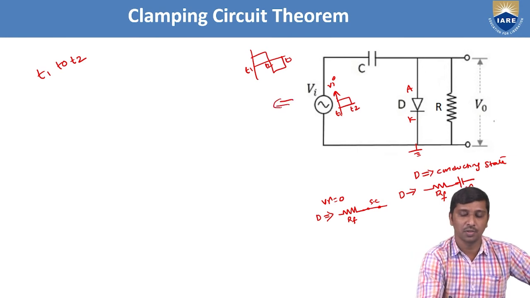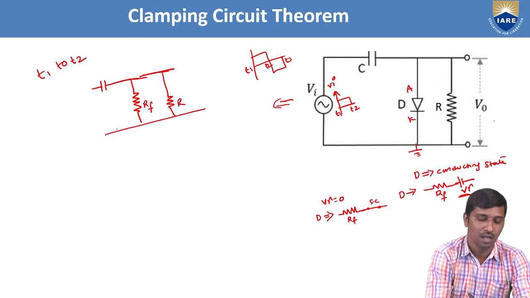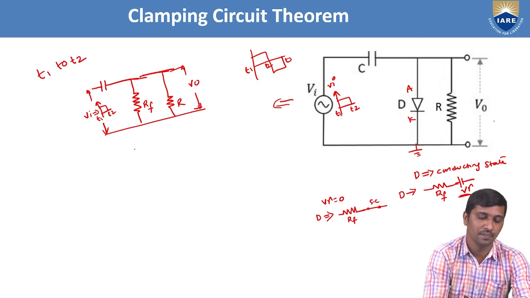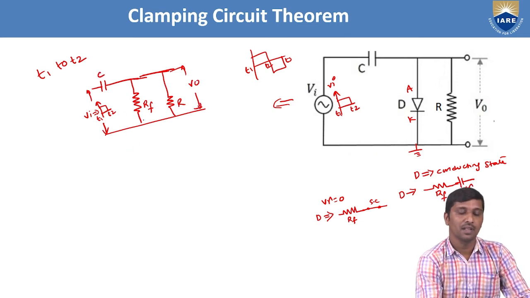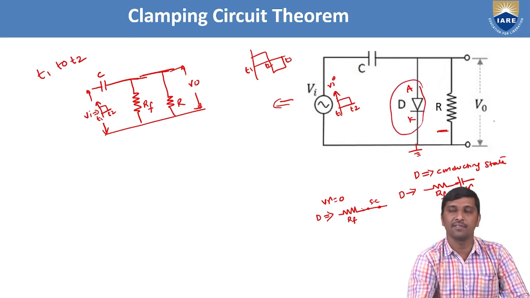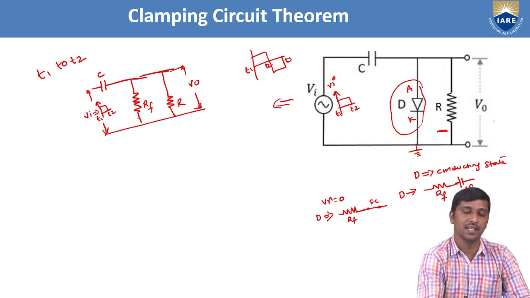Now I'm going to redraw this circuit. This is the capacitor, the diode is replaced with the diode forward resistance RF, and this node contains R. Here we are applying VI over the interval T1 to T2, and we are going to find V0. R is R; only the diode is replaced based on the equivalent model. During this T1 to T2 interval, the diode acts in forward bias mode, in the conducting state, hence it is replaced with this equivalent circuit.